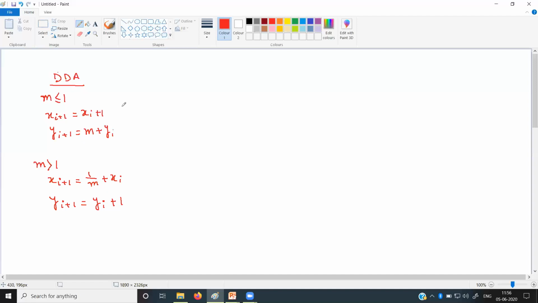Now the thing is how to compute the m. So m is nothing but the gradient. So m is dy by dx. Here dy is the difference between two endpoints of the line. As we know, dy is y2 minus y1, where y2 and y1 are the y values of the two endpoints of this line segment, and x2 and x1 are the two endpoints in x coordinate. That means the starting point of the line segment is x1, y1 and the ending point is x2, y2. So by using this equation, we can compute the m.